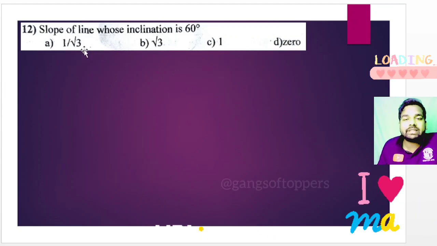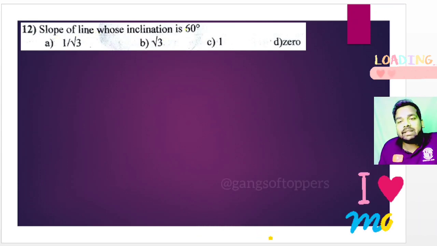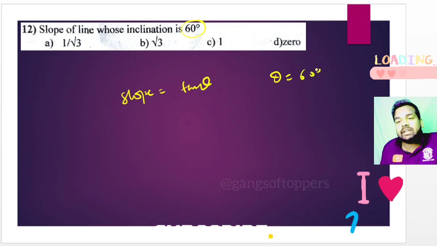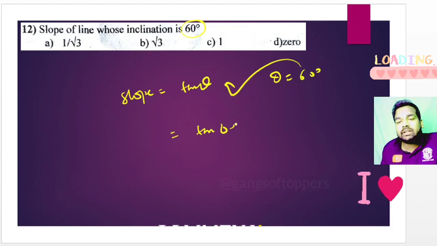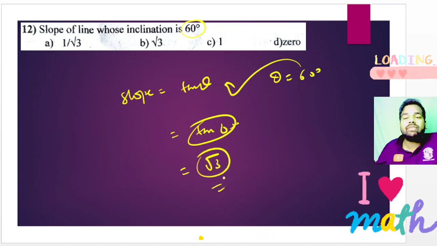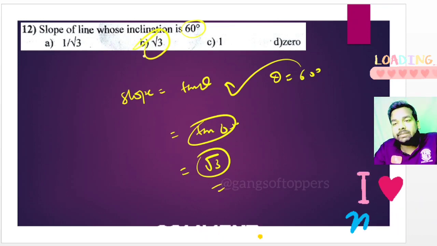Now the next question is where the inclination of the line is given as 60 degree, and it is asking about the slope. The concept of slope is tan theta. Since the angle is given as 60 degree, just put this theta in the formula, that is tan 60 degree. Everybody knows the value of tan 60 degree, it becomes root 3. The answer we get here is root 3. Are you getting the concept or not? This is a very easy concept.